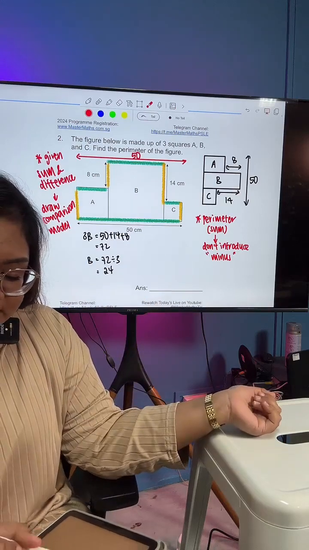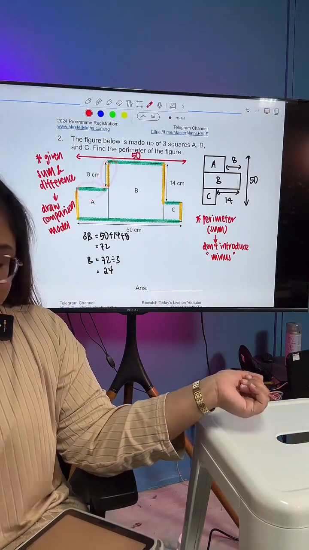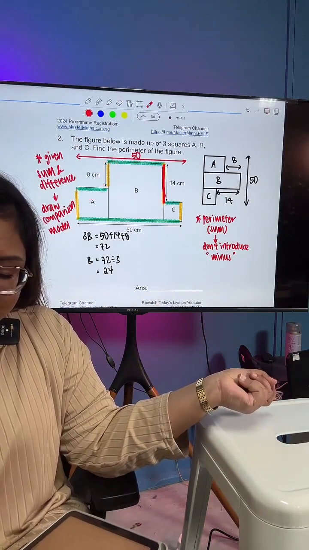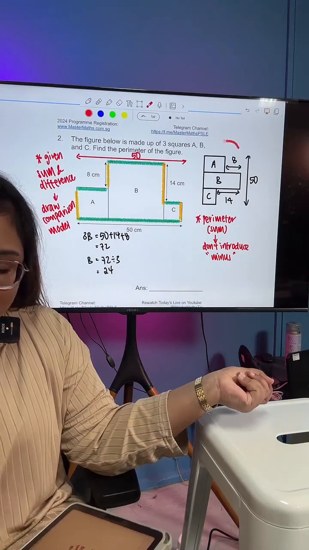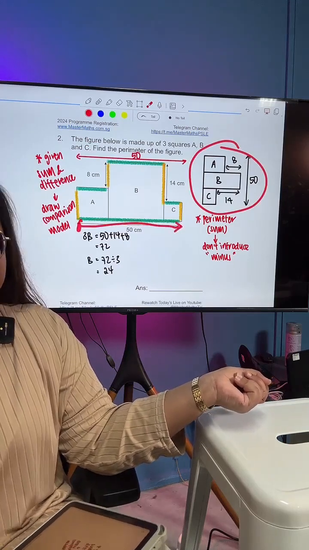I am given the length of A and B's difference as 8. The difference between B and C is 14. So this is my comparison model with the total length as 50.